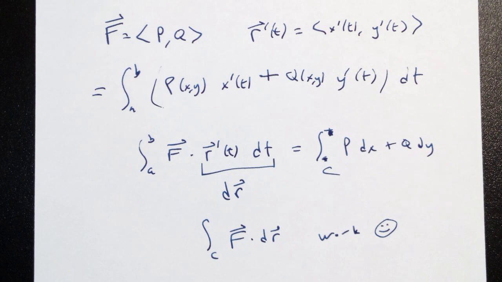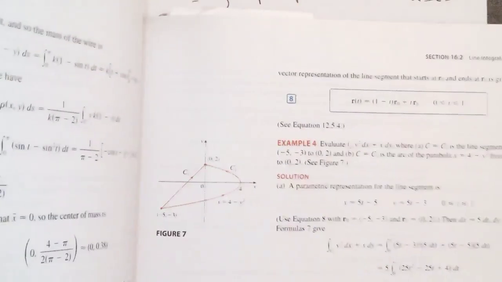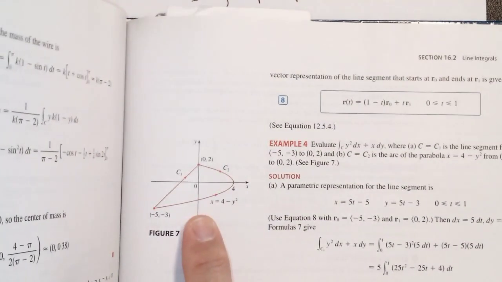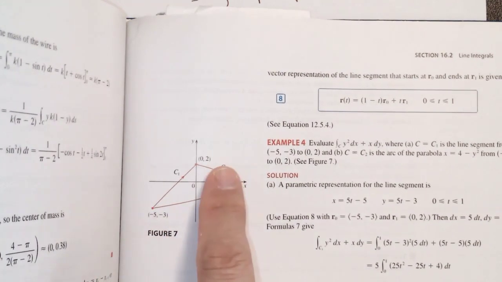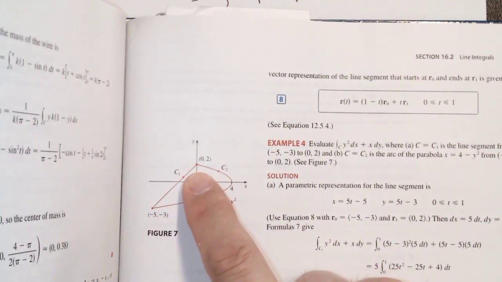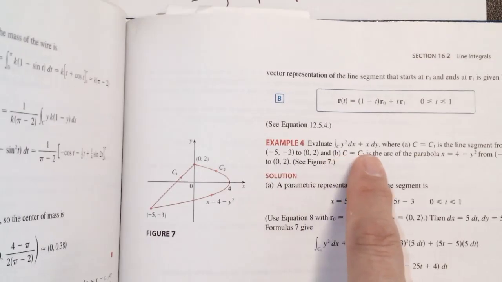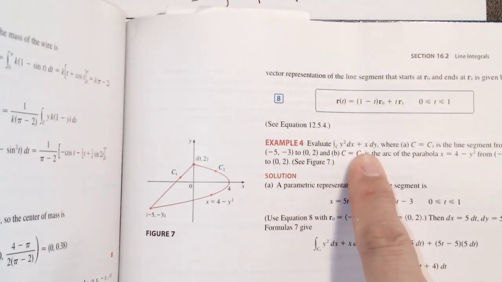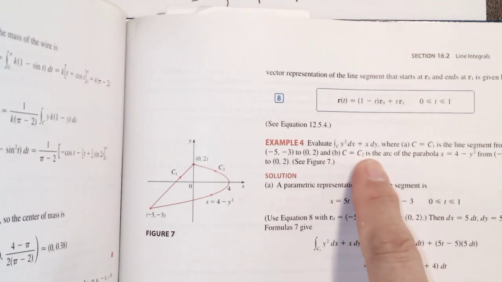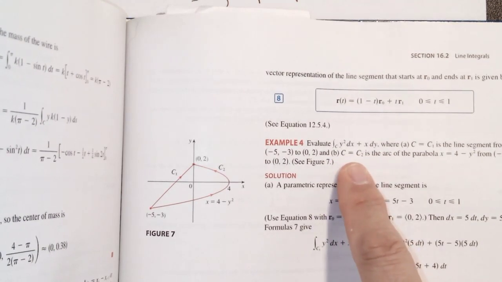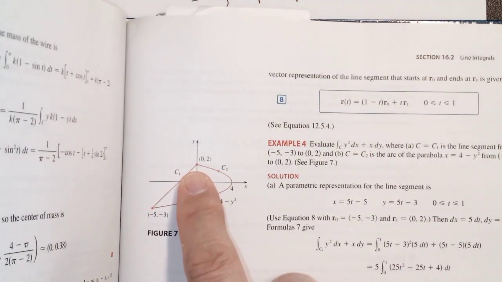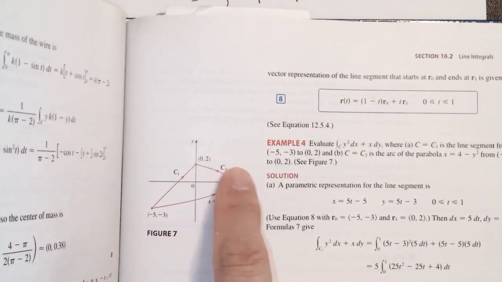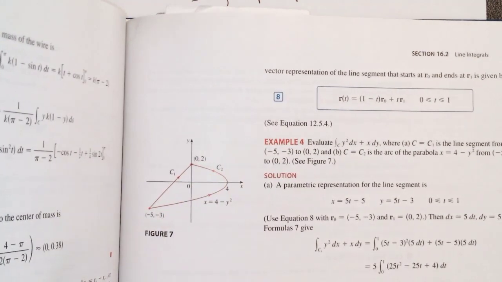Here, on page 1079, they do two different integrals. They do a line integral that starts at -5, 3, goes to 0, 2 along a straight line. And they do the integral of y squared dx plus x dy. That's work, isn't it? P dx, q dy. We do it this way, and we get a number. Then they do it along this parabola, and they get another number.